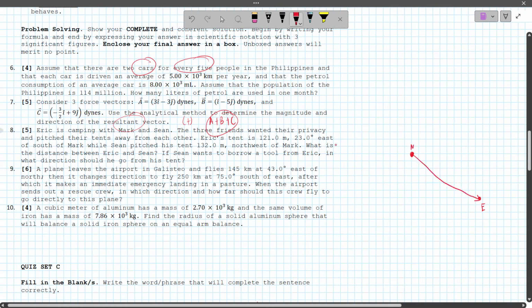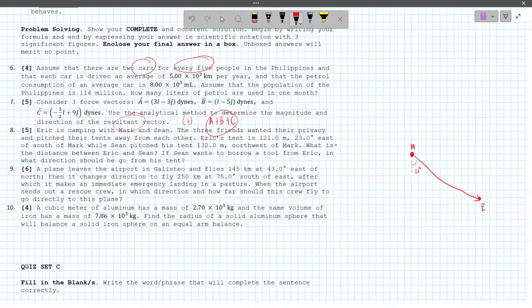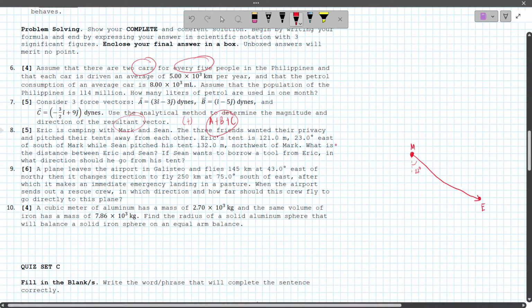Ayan. So, this is Mark. And then, 23 degrees. Ayan. And then, sabi niya naman dito, Sean pitched his tent 132 meters northwest of Mark. So, northwest, that is in the second quadrant. So, this is somewhere here. So, this is Sean naman. So, yung drawing ko ay hindi talaga accurate. Ayan. So, this is 45 degrees kasi ang keyword natin ay northwest.